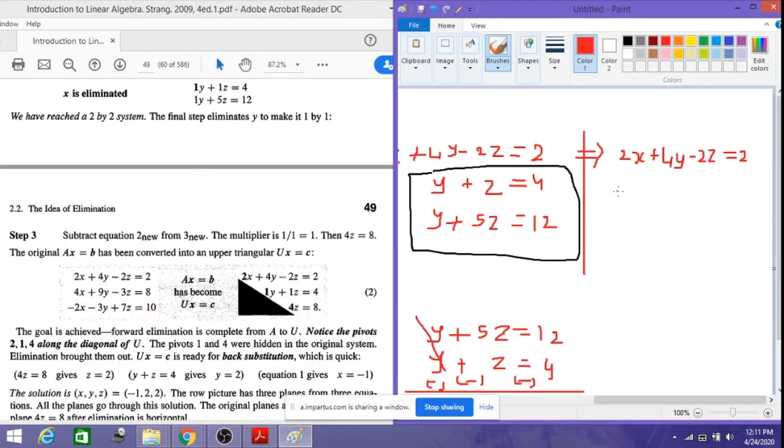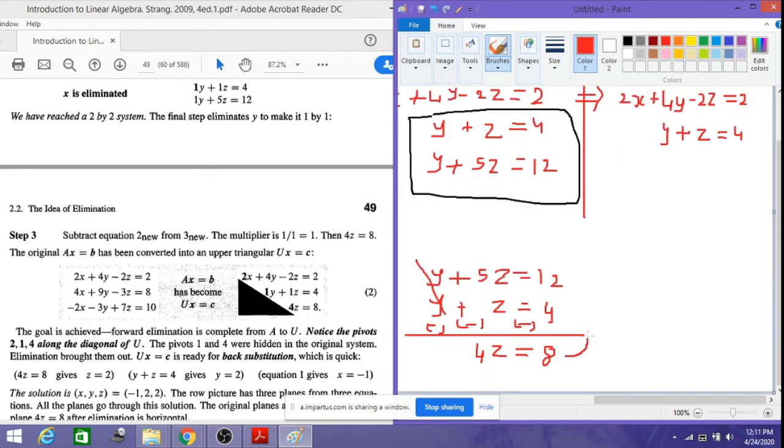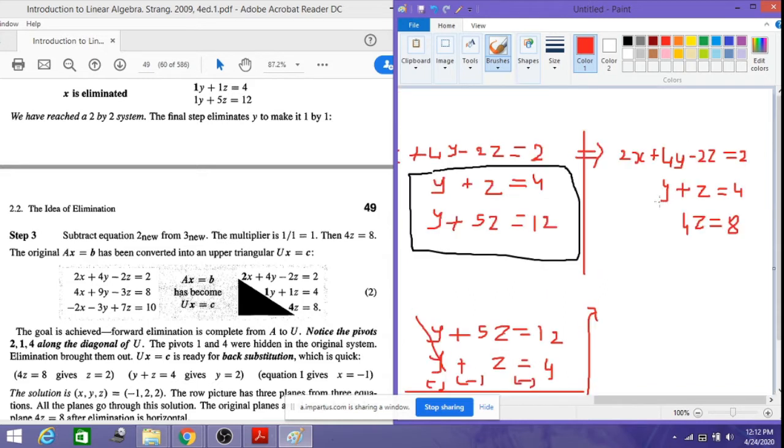Then my second equation will remain as it is after step 1. So this is y plus z equal to 4. Now if we write this new form here, then I'll get my 4z equal to 8. So this is our forward elimination process, and now I got these equations in a triangular form. So now you can say that it is in a proper triangular form.